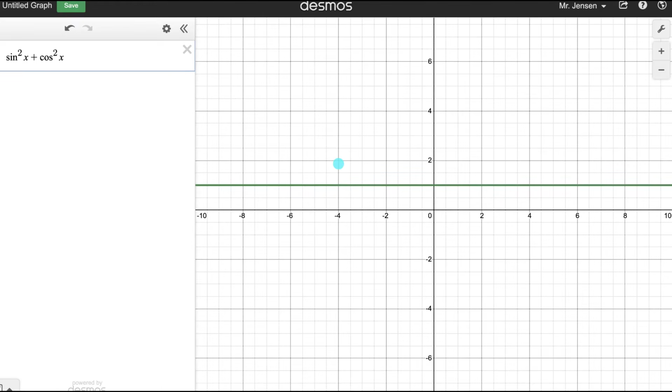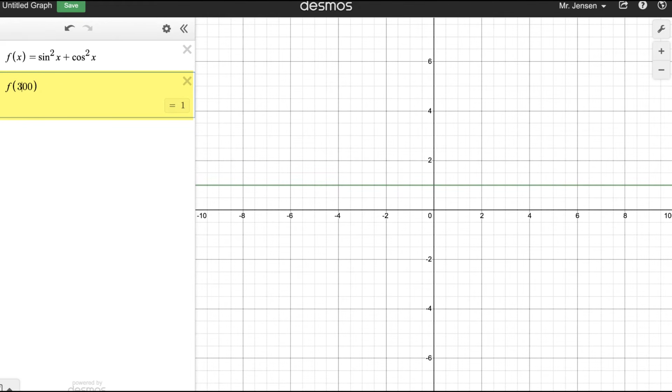There's the graph of sine squared x plus cos squared x. Notice the graph is a horizontal line through 1. It's always equal to 1. No matter what angle I would plug in, no matter what value I plug in for x, I would get 1. For example, I could plug in negative 300. Doesn't matter. I get 1.